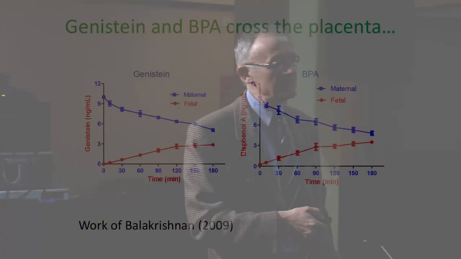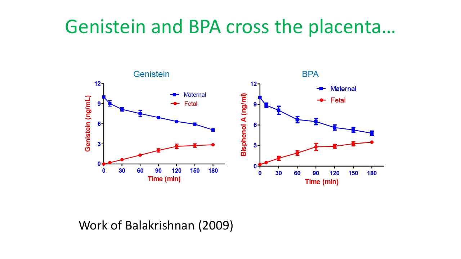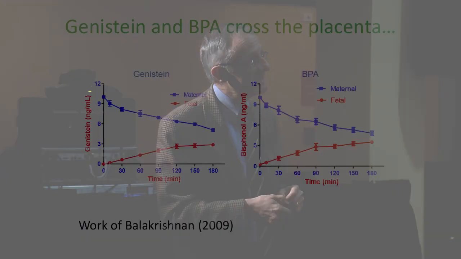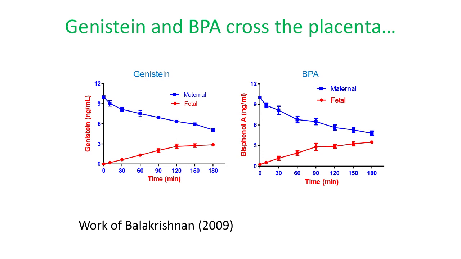So if you look at this, here's genistein. This is the level of genistein in the mother's side and it's going down. And here's the level in the baby's side and it's going up. So it's clear, because the slopes of those two graphs are about the same, that genistein just passes straight across the placenta without any worry at all. If you look at BPA, it's exactly the same. It goes straight across the placenta. I haven't shown a graph, perhaps I should.